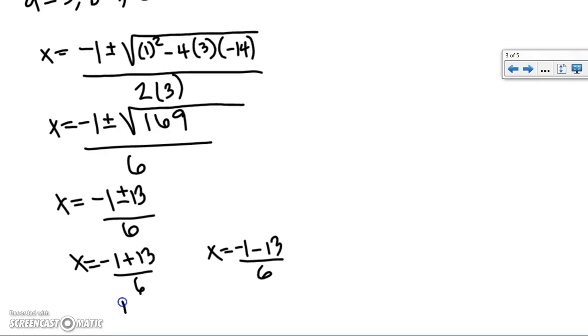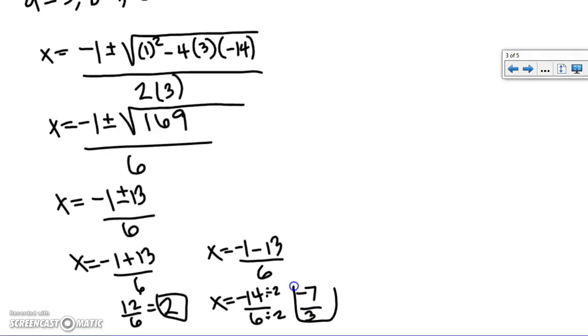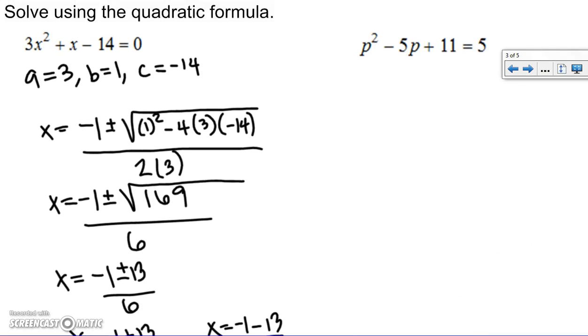Negative 1 plus 13 is 12 over 6 gives us 2. Negative 1 minus 13 is negative 14, and negative 14 over 6 does not divide nicely, so we simplify. We know that 2 goes into both of those, so I'm dividing by 2, and I get negative 7 over 3. So 2 and negative 7 over 3 are my solutions.